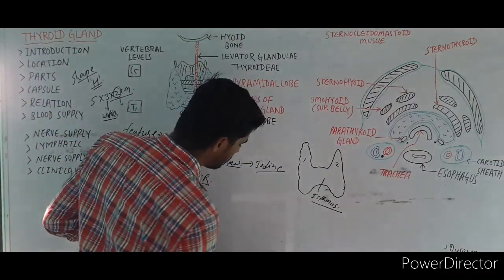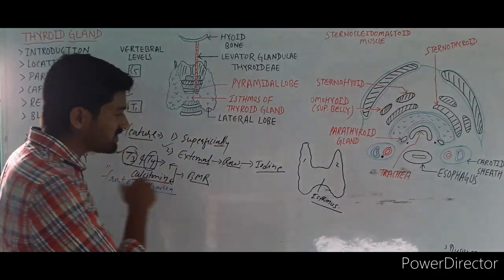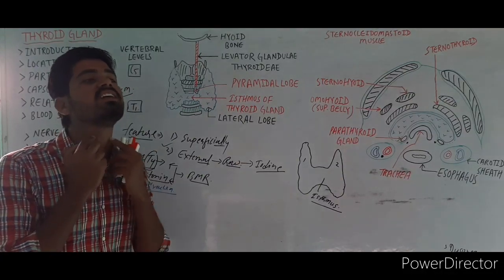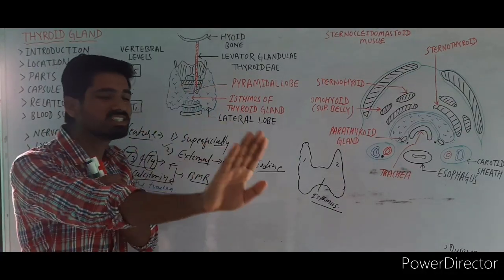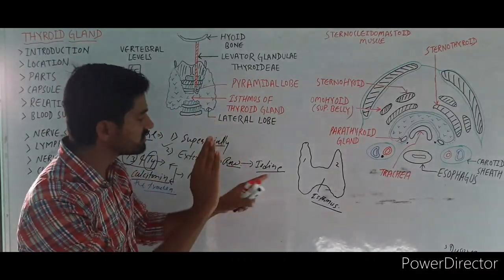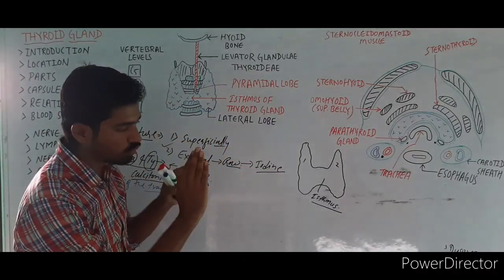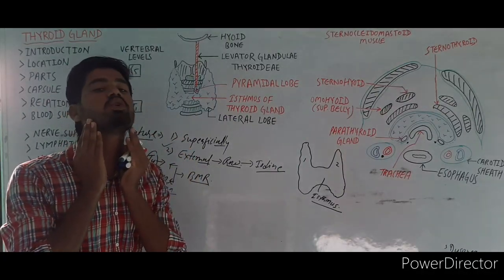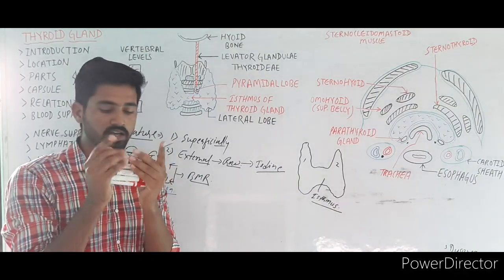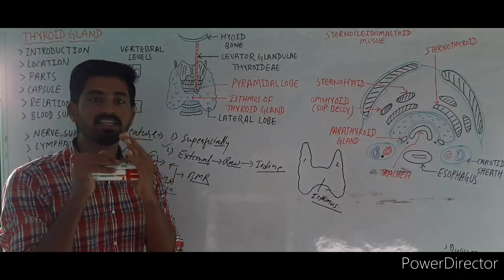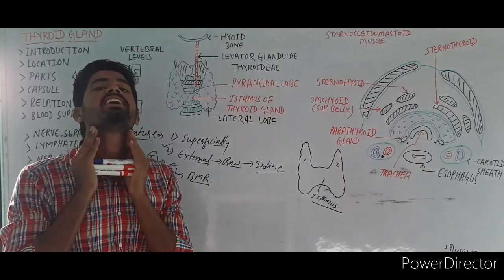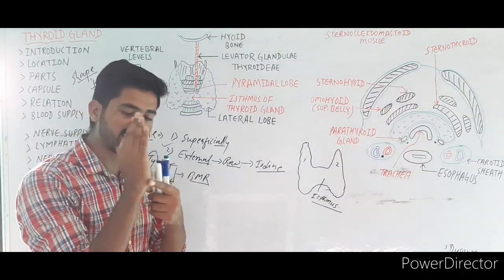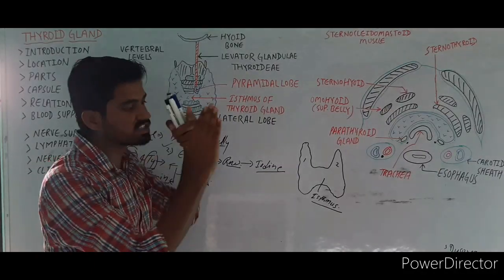See here, assume the thyroid gland is somewhere here, right? This is the isthmus and this is the lobe of the thyroid gland. Assume this, my hand, is the lobe of the thyroid gland. It is like this on both sides, and between them is the isthmus. So this is the anterior border, and this is the posterior border.